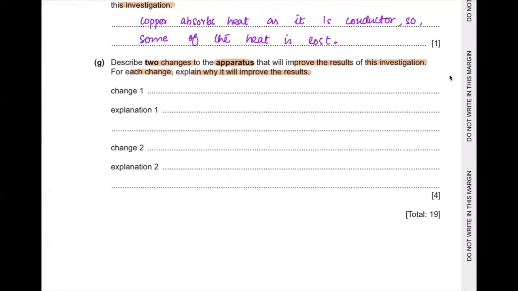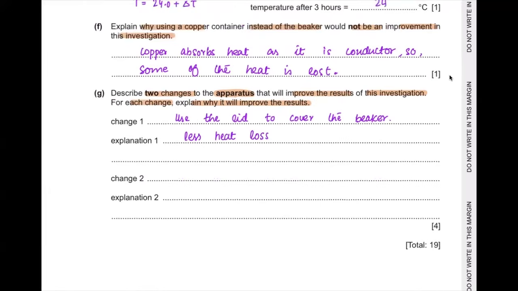So one change would be to use the lid to cover the beaker, and as a result, it will lead to less heat loss. Is this understandable to all of you?